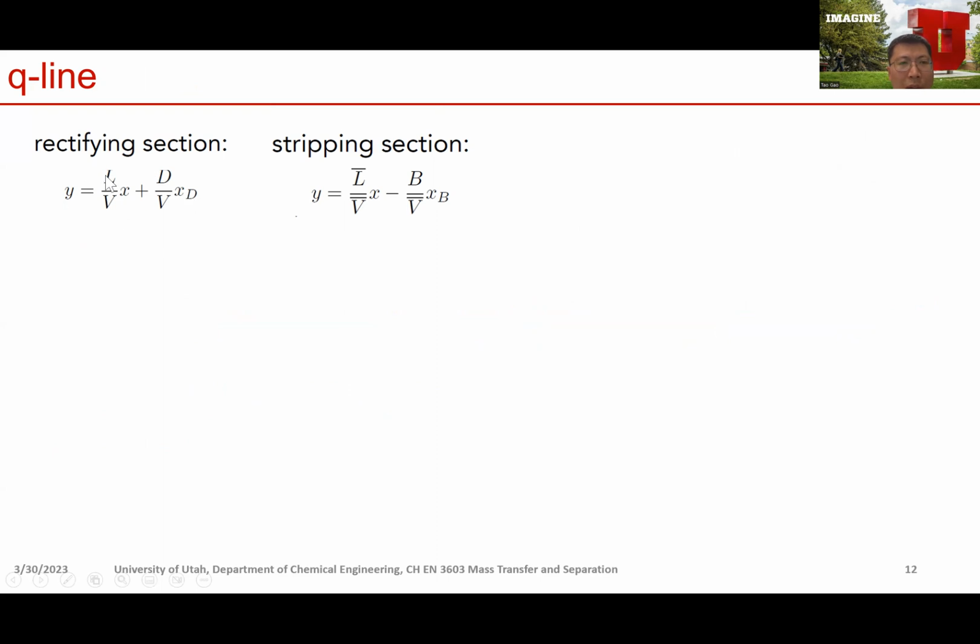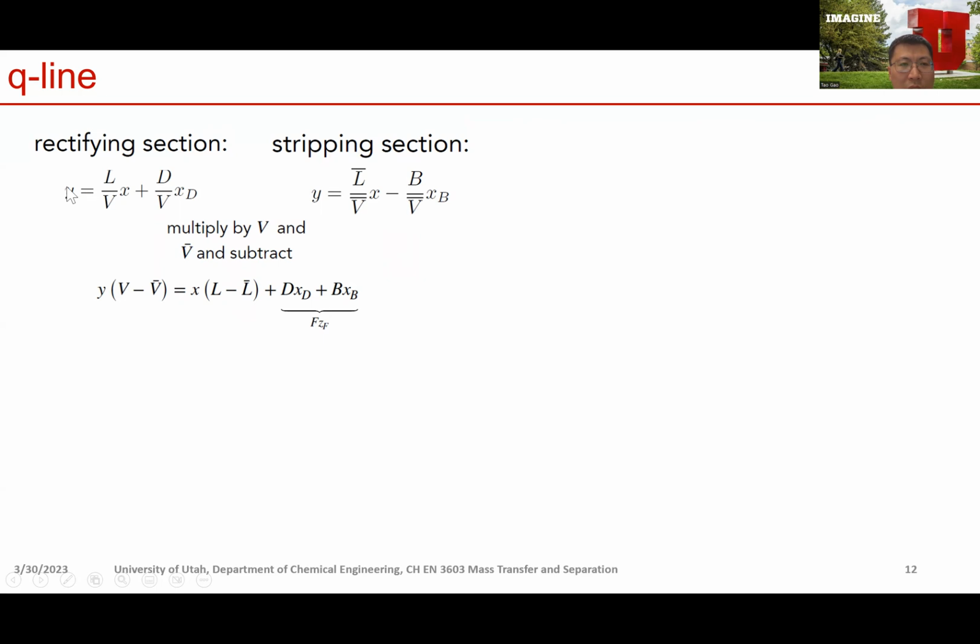From mole balance, we derived the operating line for the rectifying section, which is a straight line on the xy diagram, right? Its equation can be written as this, in which the slope is given by L over V and the intercept is given by this term. Similarly, the stripping section is also a straight line whose slope is given by L bar over V bar, and its intercept with the y-axis is given here. Now, if we multiply them by V and V bar separately and then subtract, right?